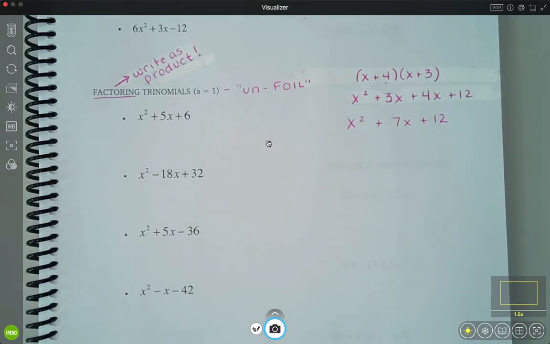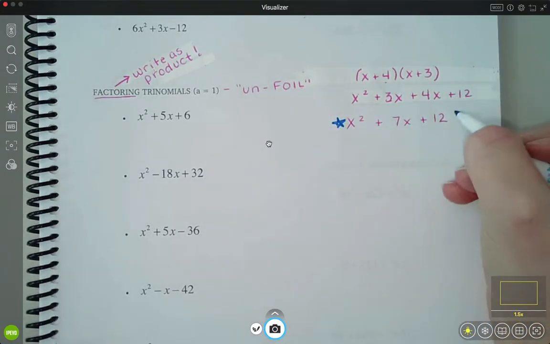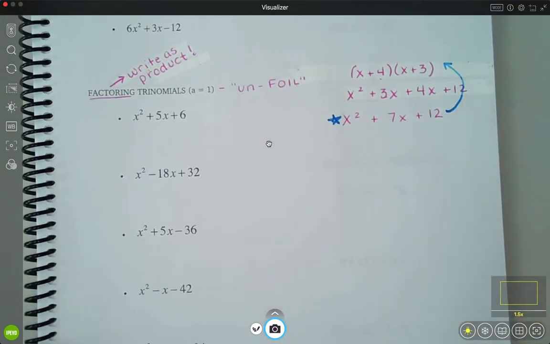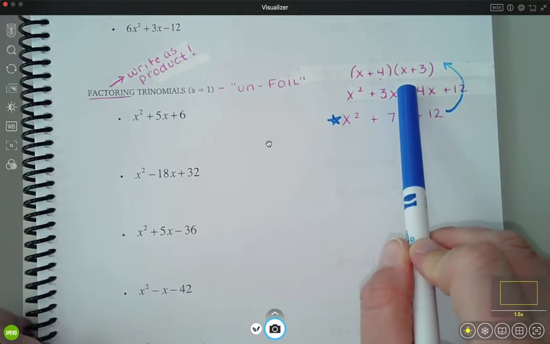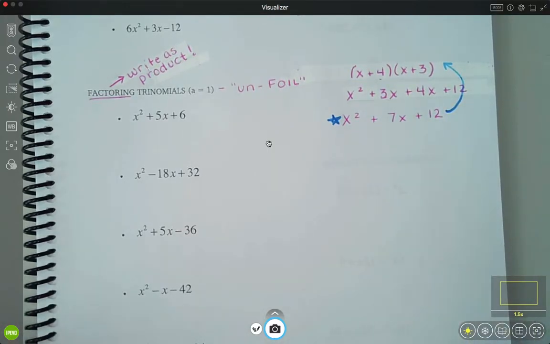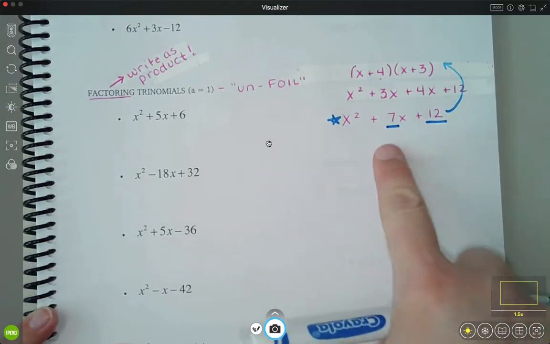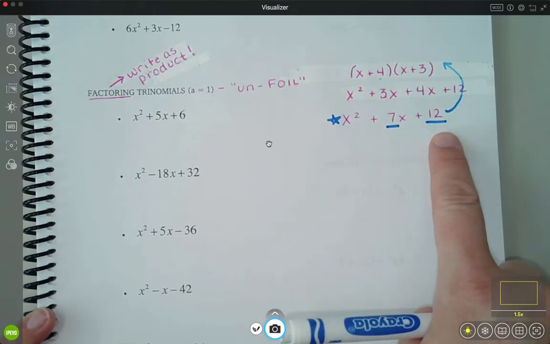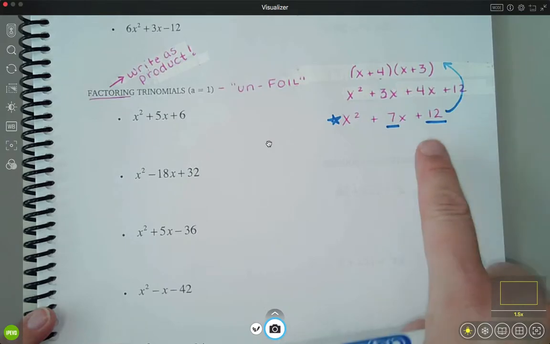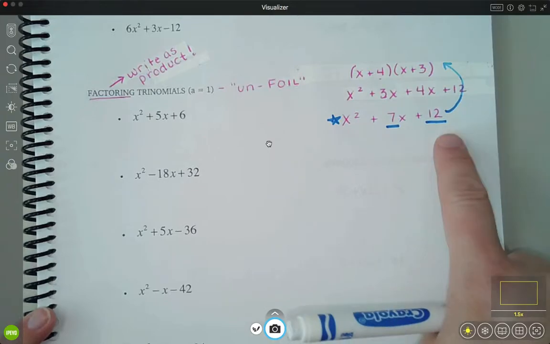Today our goal is to take something that looks like this and turn it back into something that looks like that. And that's what I mean when I say unfoil: we're taking this back apart into the two pieces it started as. So to do that, we really want to focus on these two numbers here because this is what will be given, and we want to figure out how do we get these numbers back from these. And so the relationship that I hope you're noticing is that these two numbers can be used to make a 7 and make a 12.